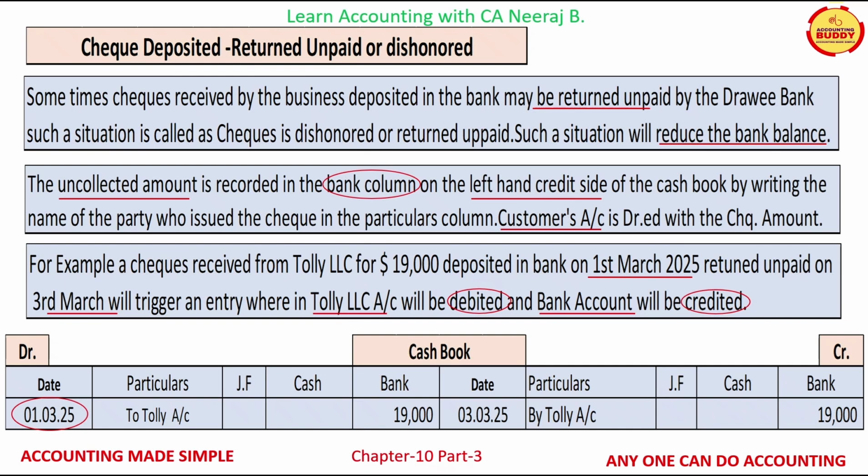On 1st of March 25, when the $19,000 check was received and deposited in the bank, it was recorded in the bank column on the left-hand debit side of the cash book by writing the words to Toli's account. Now when the check is returned unpaid on 3rd of March 25, the entry of $19,000 is recorded in the bank column on the right-hand credit side of the cash book by writing the words by Toli's account.